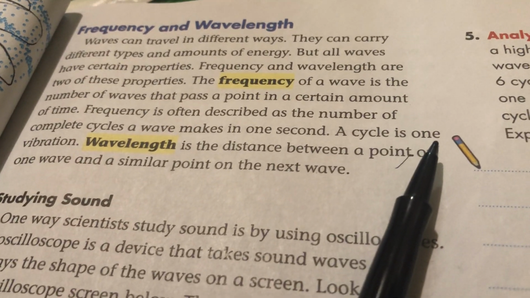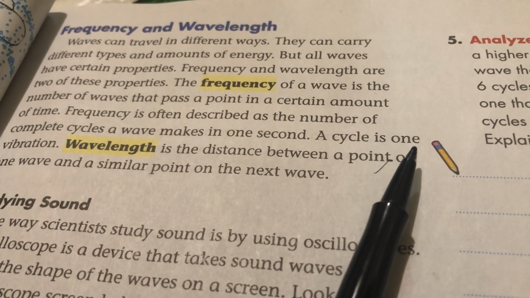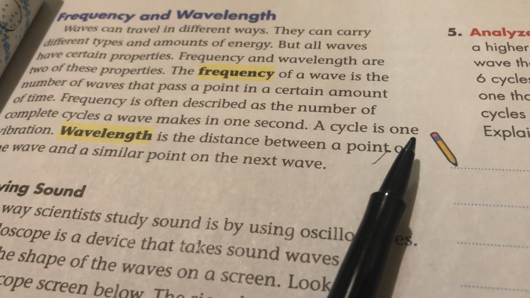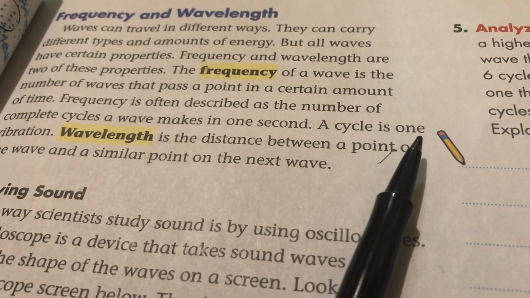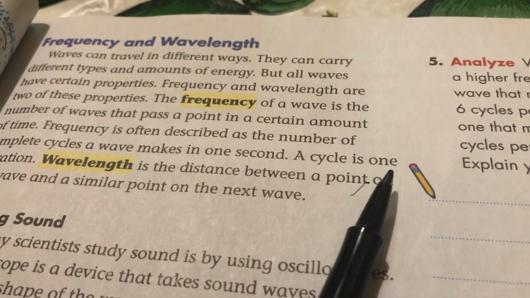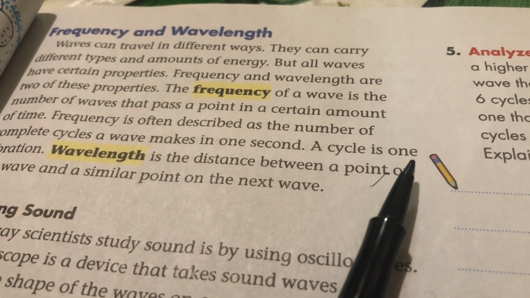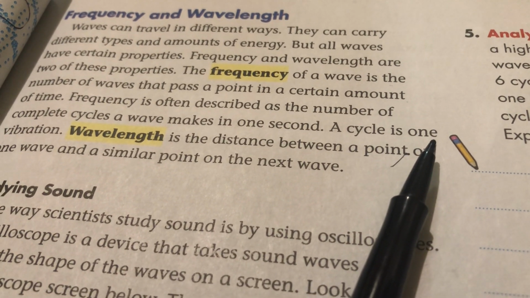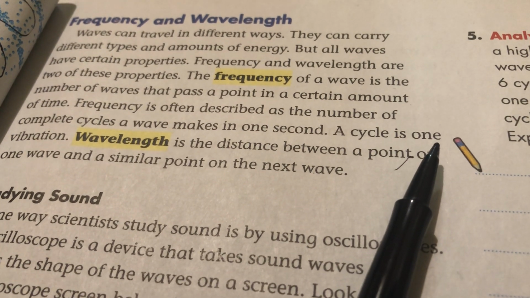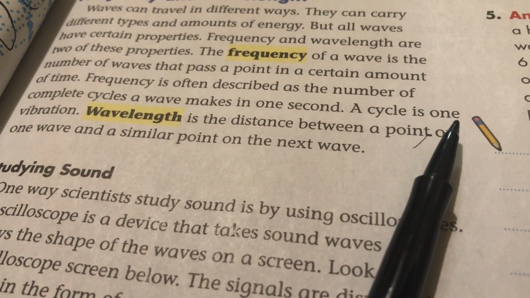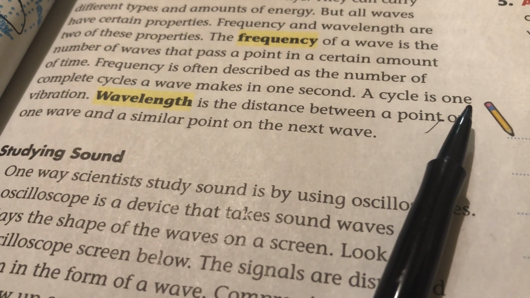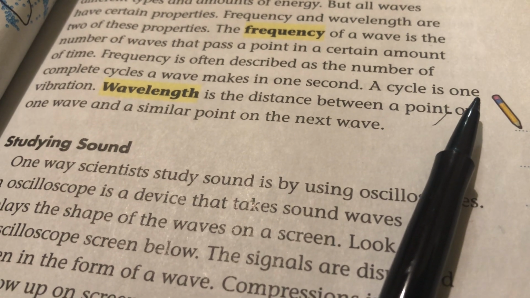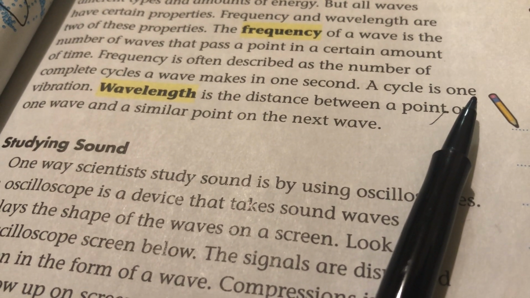Frequency and wavelength. Waves can travel in different ways. They can carry different types and amounts of energy, but all waves have certain properties. Frequency and wavelength are 2 of these properties. The frequency of a wave is the number of waves that pass a point in a certain amount of time. Frequency is often described as the number of complete cycles a wave makes in 1 second. A cycle is one vibration. Wavelength is the distance between a point on one wave and a similar point on the next wave.